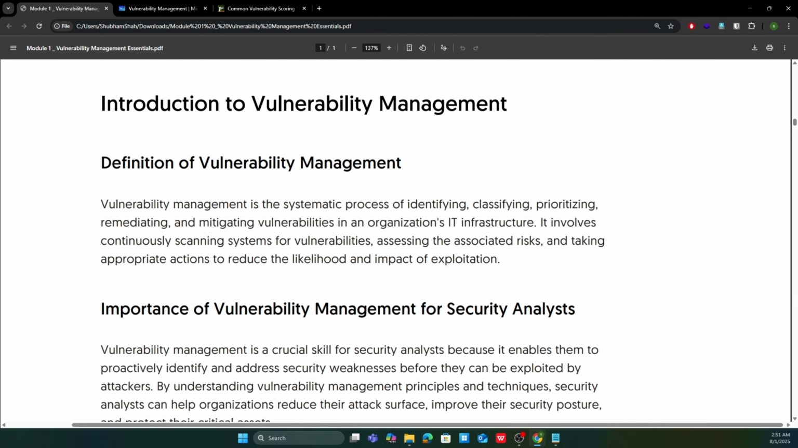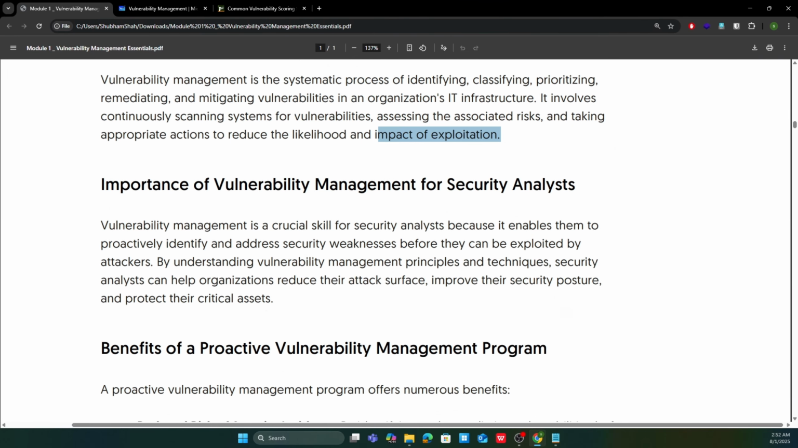So what does it involve? It involves continuously scanning the systems: weekly scans, monthly scans, quarterly scans, on-demand scans, looking for vulnerabilities. Then we need to assess the associated risk and later take appropriate action to reduce the likelihood and the impact of exploitation. This is what a simple vulnerability management program would do. Why is it important? For a security analyst, this is a crucial skill. Vulnerability management enables you to proactively identify and address security weaknesses before they can be exploited.